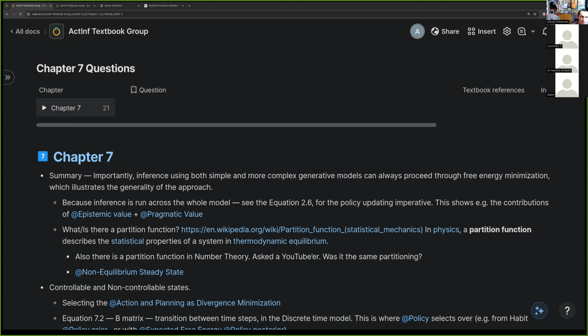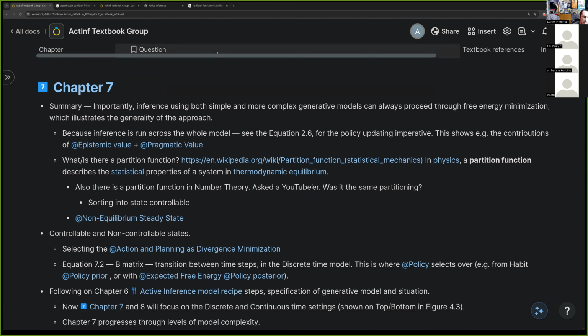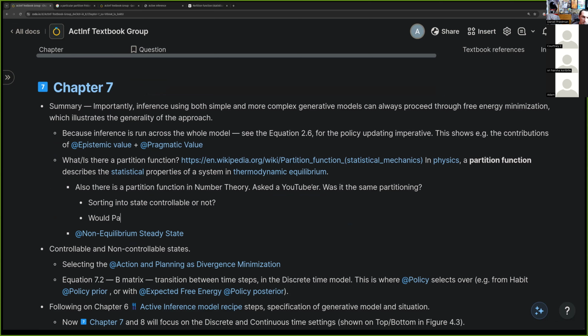And in this case, I'm wondering about the word partitioning in terms of sorting the states of the world into the ones we can change and the ones that we cannot. And then at equilibrium, those states become stationary, I suppose, in some sense. I'm also wondering, would the partition function manifest as the different aspects of active inference that are supposedly emerging, right?